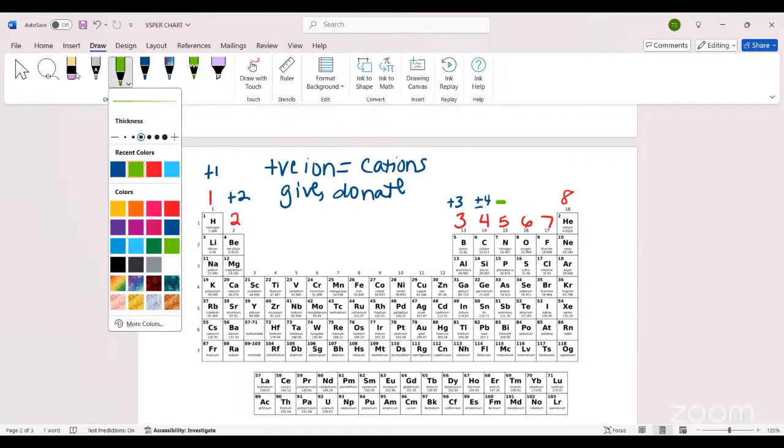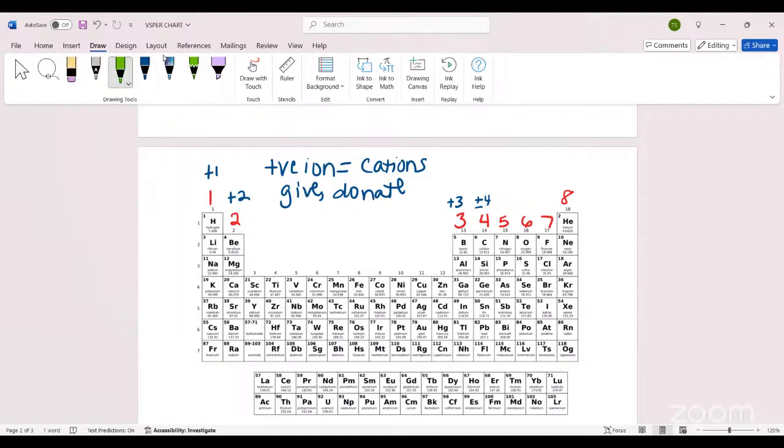And let me make this a little bit smaller here. All right. Group 15 has a negative 3 charge. Group 16 has a negative 2 charge. Group 17 has negative 1. And of course, neutral or 0 for group 18.